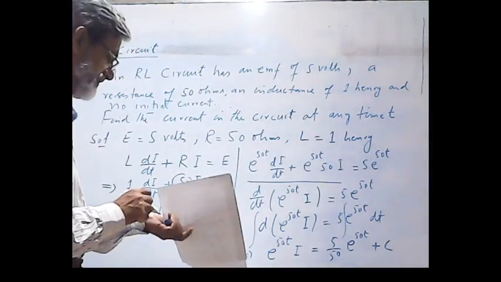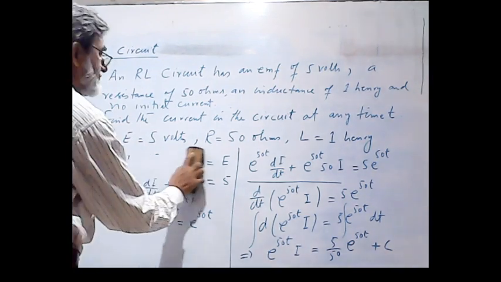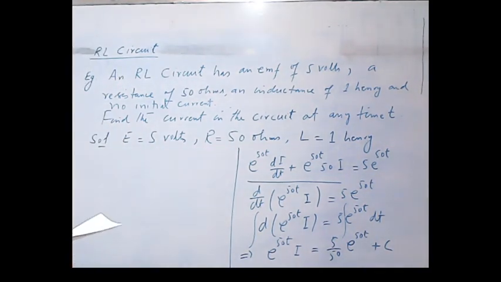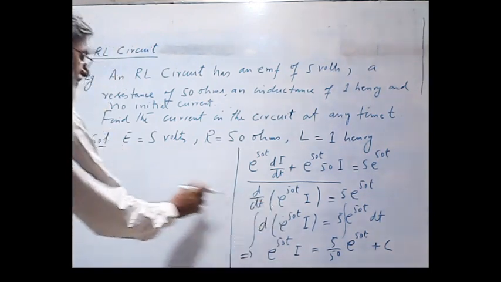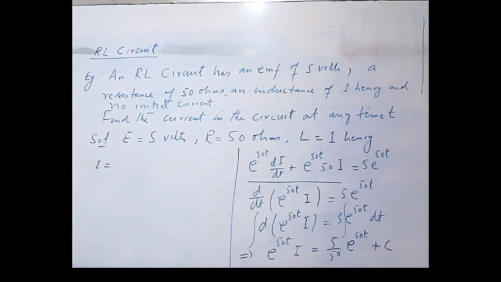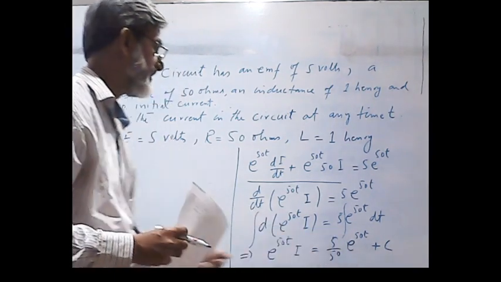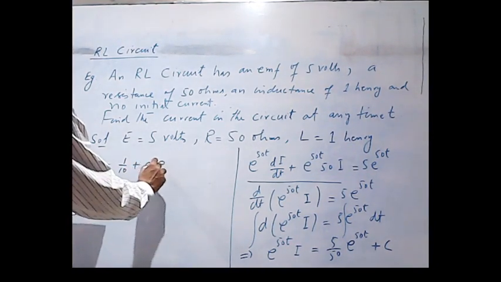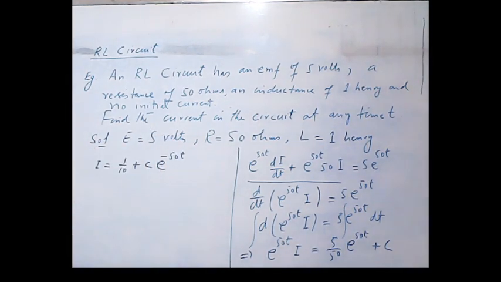Then further simplification: i is equal to 5 upon 50, which is 1 upon 10, with e^(50t) divided by e^(50t) cancelling, then plus C times e to the power minus 50t, dividing the whole equation by the exponential power 50t. So this is the current at any time t.